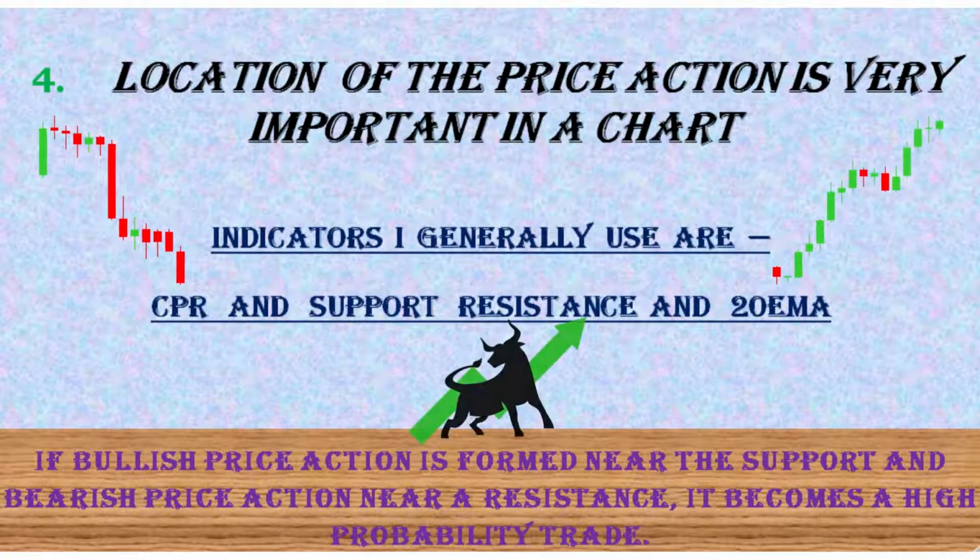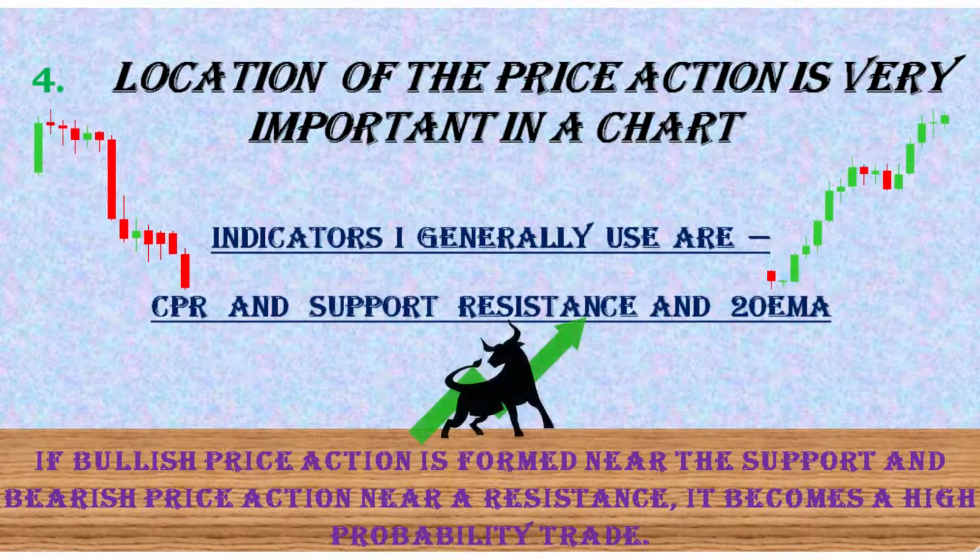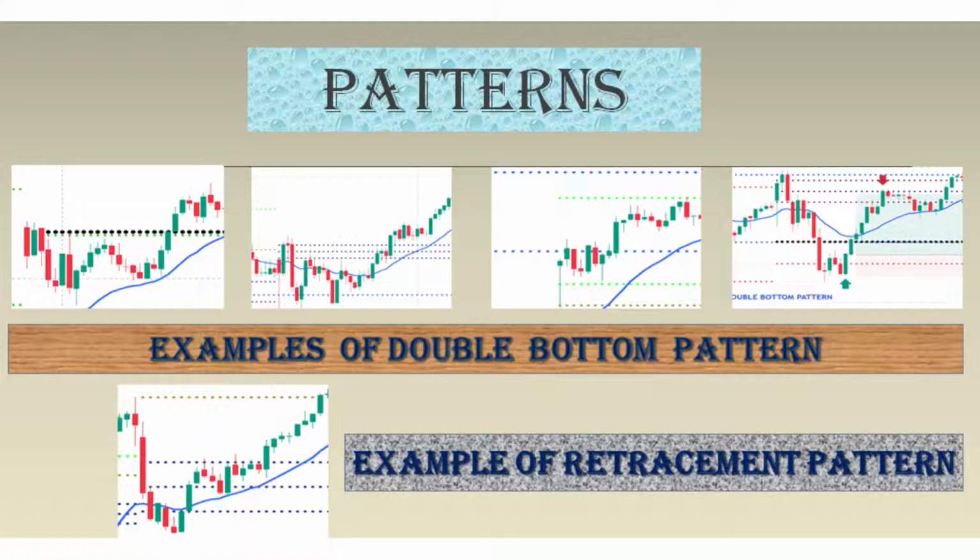Fourth, location of the price action is very important in a chart. Indicators I generally use are CPR, support resistance and 20 AMA. If bullish price action is formed near the support and bearish price action near a resistance, it becomes a high probability trade. Next, we have few examples for the patterns.